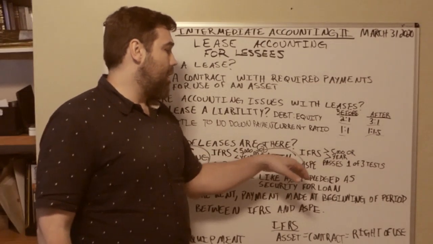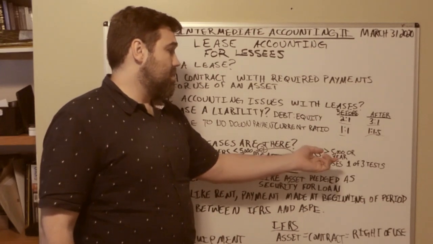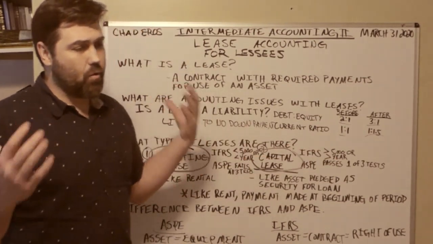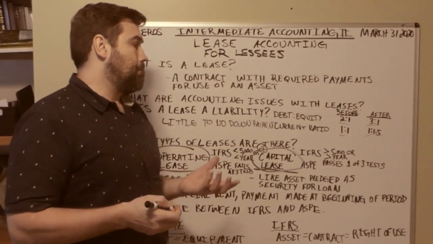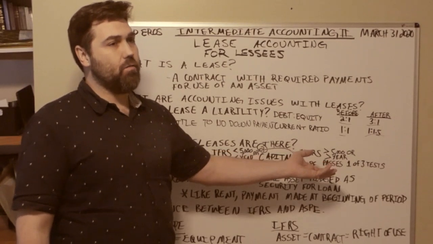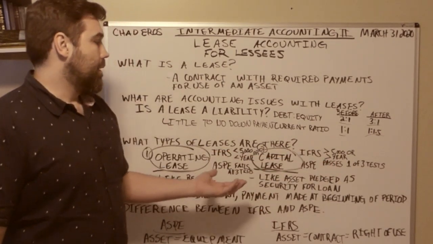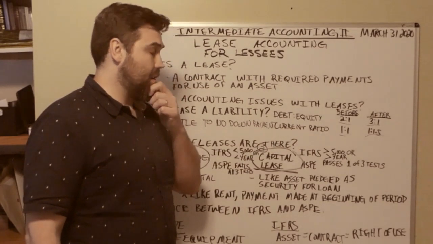This might make more sense under ASPE when I talk about what a capital lease is. Okay, so for IFRS, almost all leases are capital leases because most equipment or premises that companies lease are more than $5,000, and the lease usually lasts more than a year. Okay, so most leases would be capitalized under IFRS.